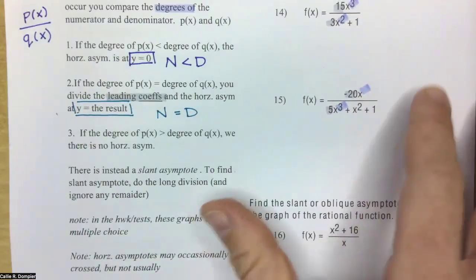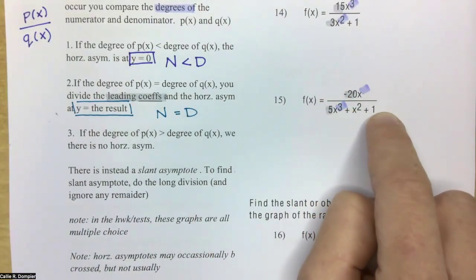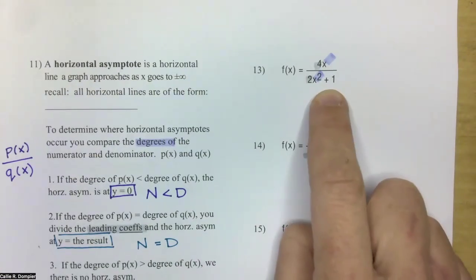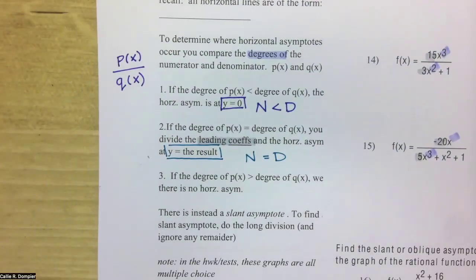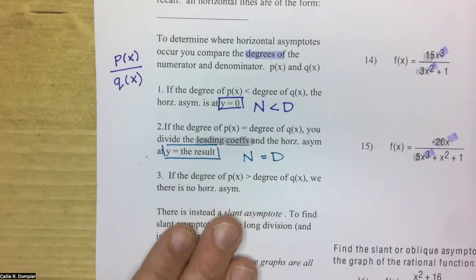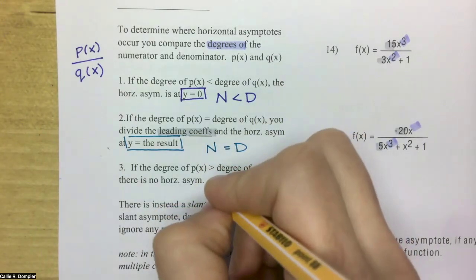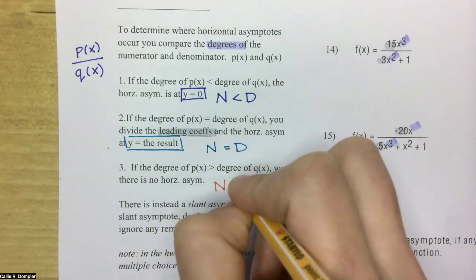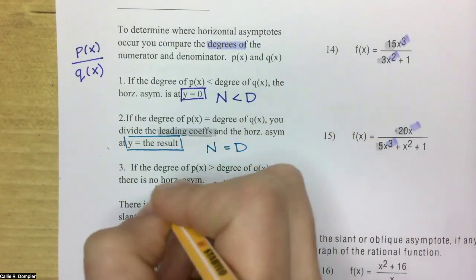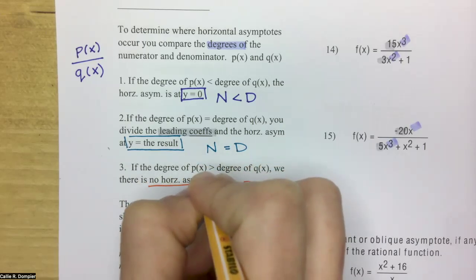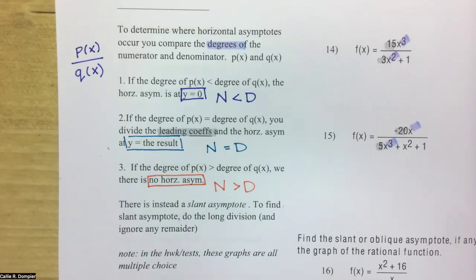And also notice that I'm only talking about the leading term. I'm ignoring x squared plus 1. I'm ignoring the constant. Okay, we're only looking at the first term. That gives us all the information we need for the horizontal asymptote. Now, if the degree of the numerator is greater than the degree of the denominator, no horizontal asymptote. If there's no horizontal asymptote, there is a slant asymptote, and then we have to do some long division.